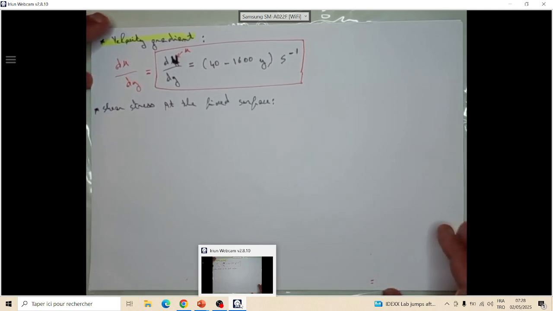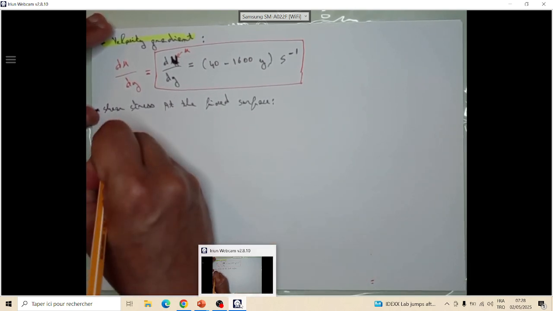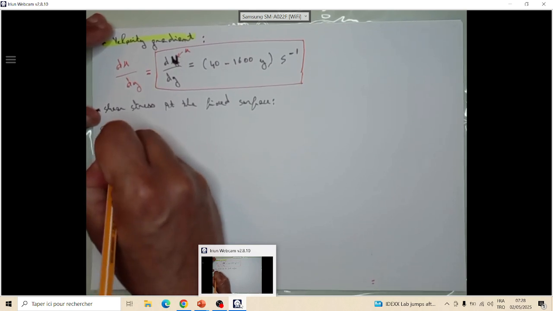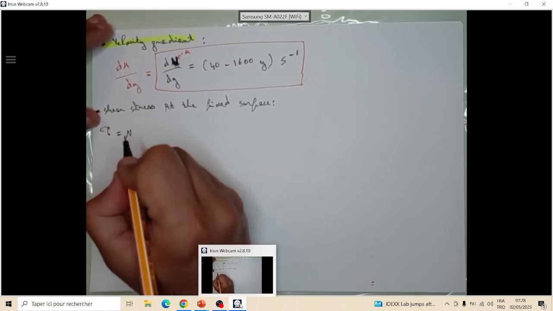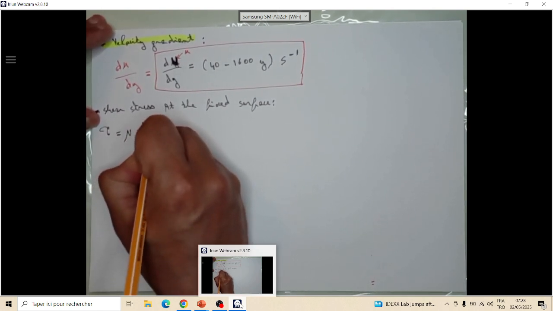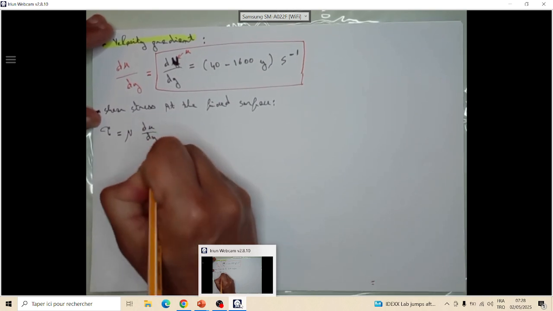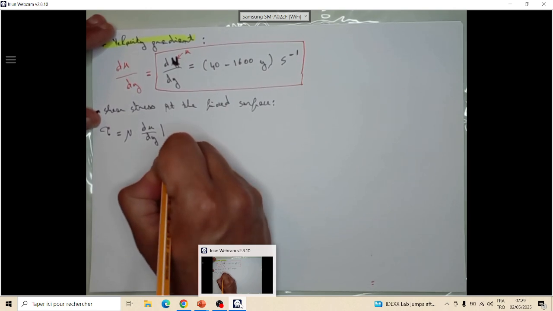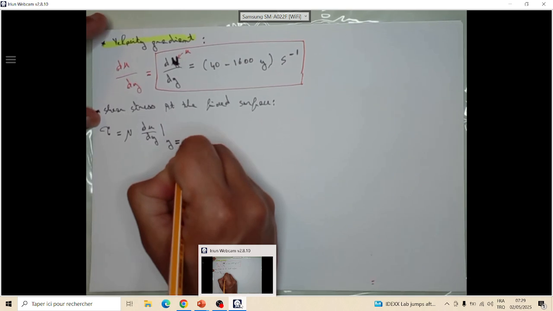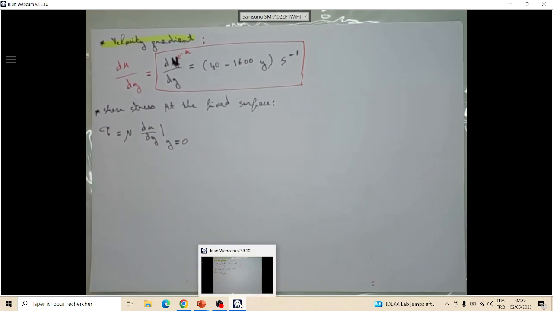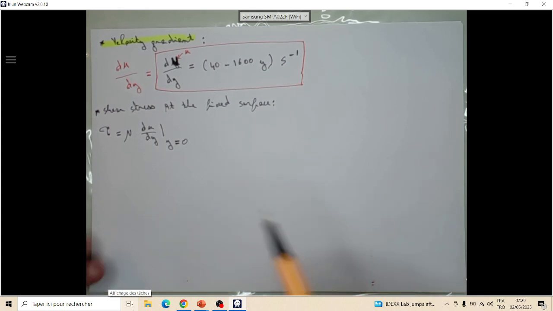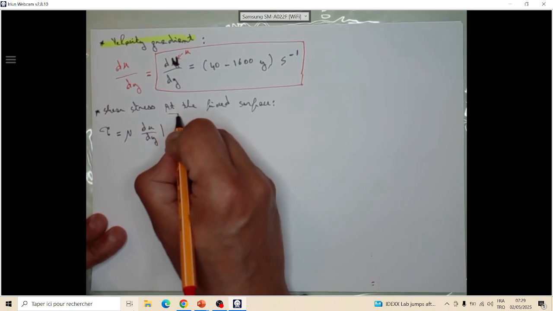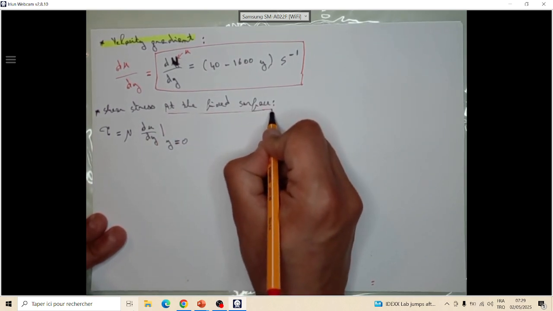So here we have tau is equal to mu times the derivative of u with respect to y, at y equal to 0. Why do we use y equal to 0? Because here we are at the fixed surface. So what is the value of y near the fixed surface?